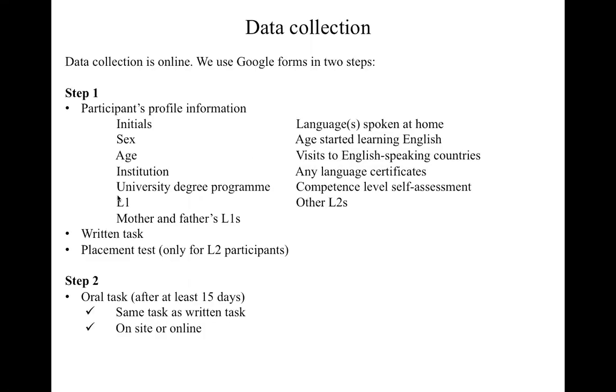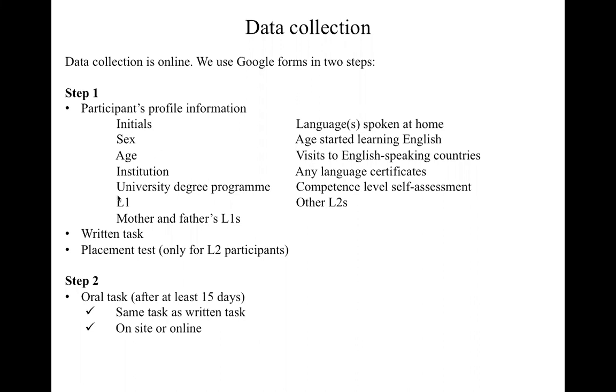Now, how do we collect the data? We collect the data using Google Forms, which are online, and we collect the data in 2 different steps. Once the Google form is ready and is online, we ask the participant to fill in the form, and in the Google form there will be 3 different sections.